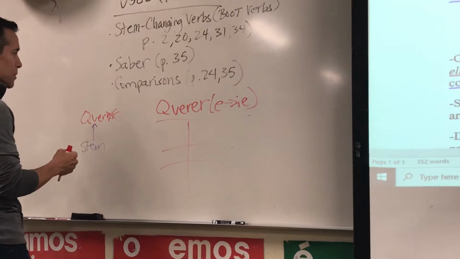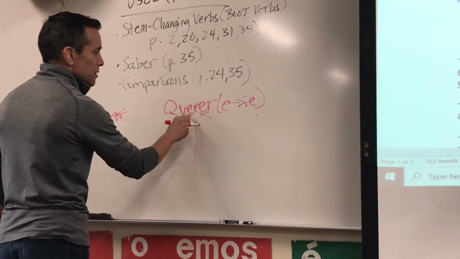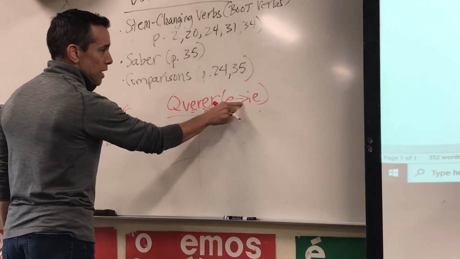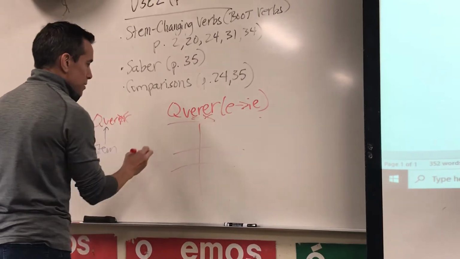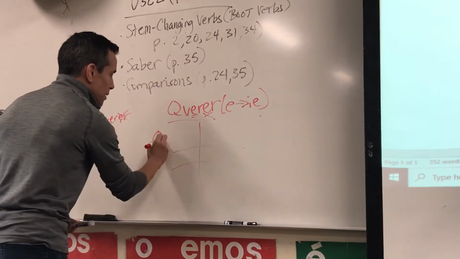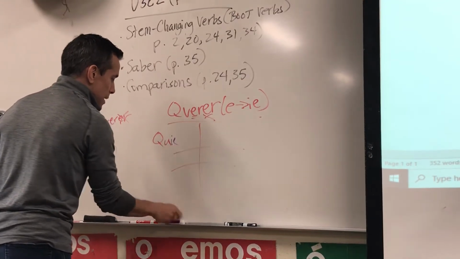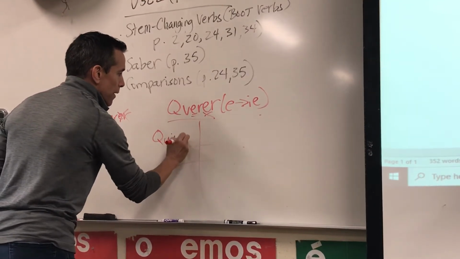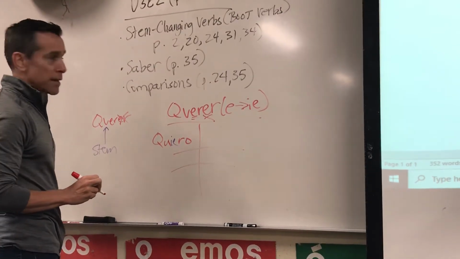So what you're going to do is take this E right here, because we've gotten rid of this ER. So you have this E, and the arrow tells you it's going to change to an IE. So you do Q, U, and then this E right here is going to change to an IE, and then you do the R, and then you do, oh, quiero, which is a word you learned in Spanish too. You just had to memorize it then.